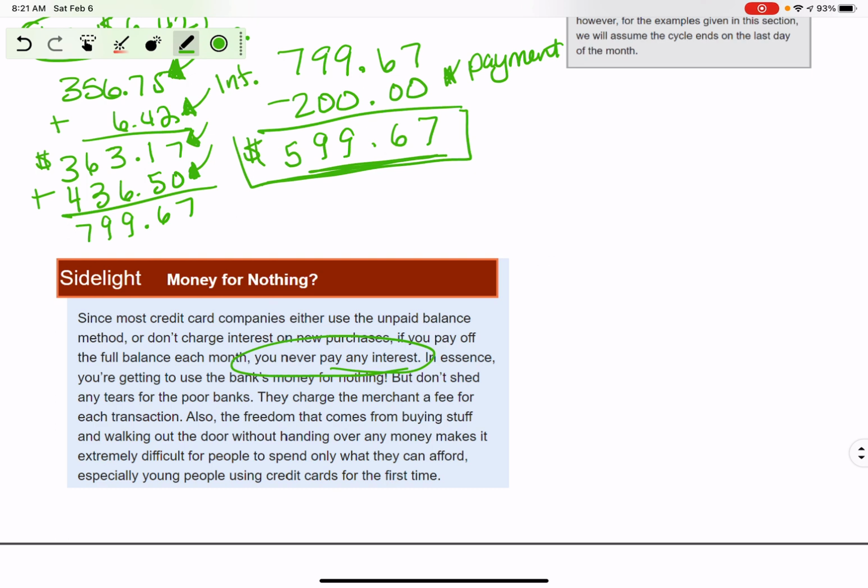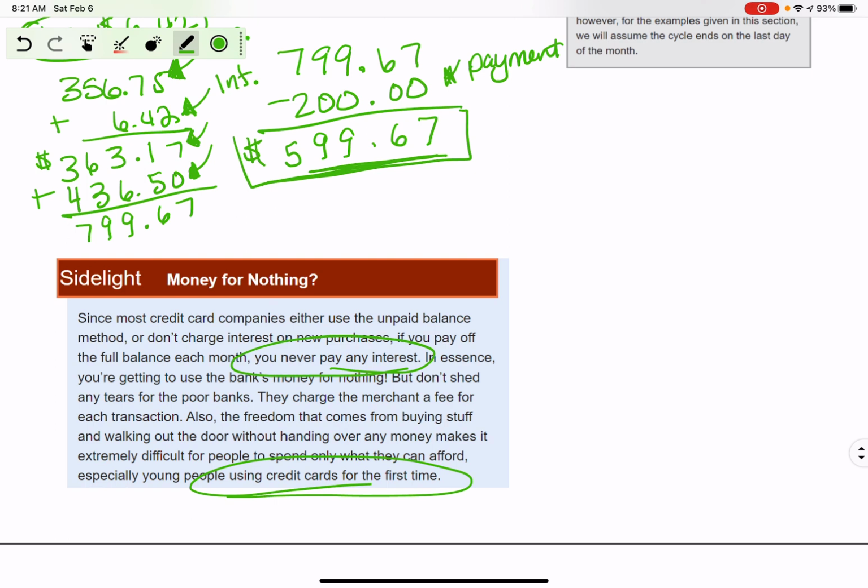Also, the freedom that comes from buying stuff and walking out of the door without handing over any money makes it extremely difficult for people to spend only what they can afford, especially young people when using credit cards for the first time. I struggled with credit cards when I first went away to college.